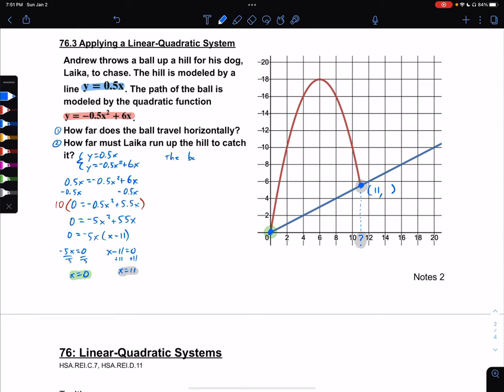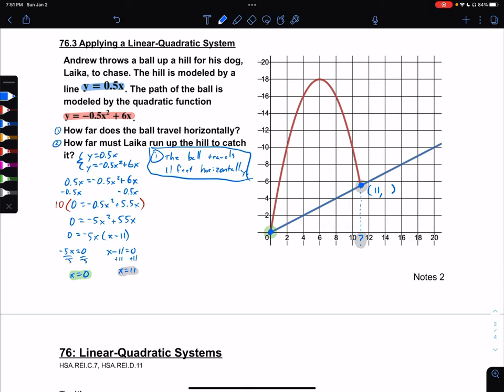We could say the ball travels 11 feet horizontally, or horizontally 11 feet, however you want to phrase it. So that's the answer to question 1. The ball travels 11 feet horizontally.